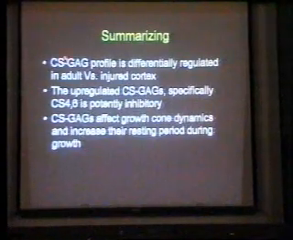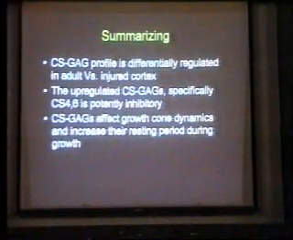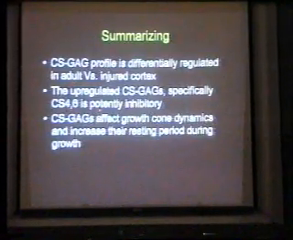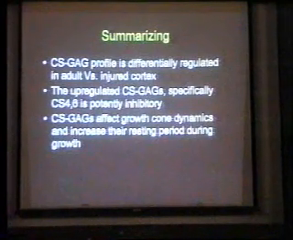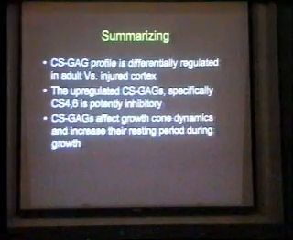But what we do know, just to summarize this part, is that the CS GAG profile is differentially regulated or upregulated in the injured cortex compared to the adult cortex. The upregulated GAGs, specifically 4-6, are potently inhibitory, and they affect growth cone dynamics and increase their resting period generally. That is why they're shorter when the GAGs are present. The resting period is much bigger, and the displacement is actually not affected. So it is not perhaps mechanically somehow different.